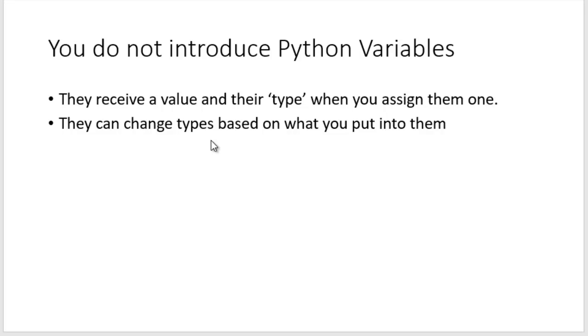This is a really interesting difference between Python and Java. In Python, you don't introduce your variables. Instead, when you put something in a variable, that is the same as introducing it and assigning a value to it. So if I want to put a number into a variable like x, I would say x is equal to that number. At that point, the variable is introduced and it's loaded with whatever value I put into it.